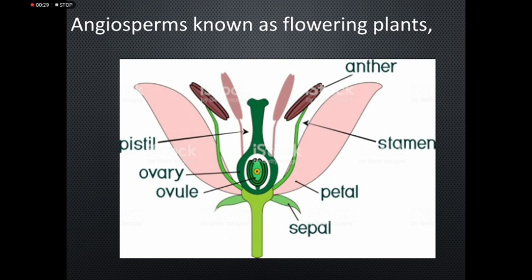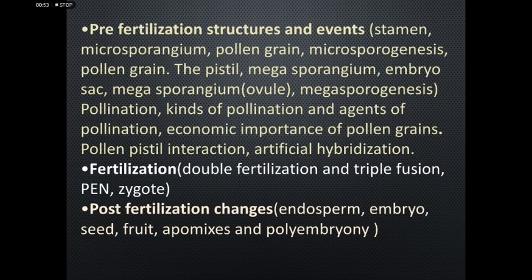Here the sepal and petal are known as non-essential whorls because they do not directly participate in sexual reproduction, while the stamen, pistil, and ovary portions are known as essential whorls because they directly participate in sexual reproduction. There are three events that take place in the reproduction of a flower. They are pre-fertilization, fertilization, and post-fertilization changes.